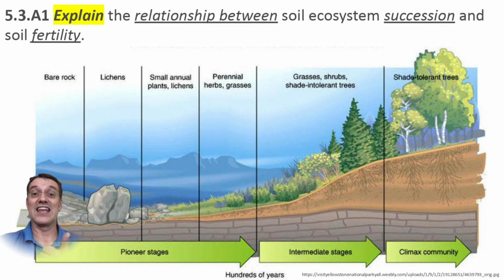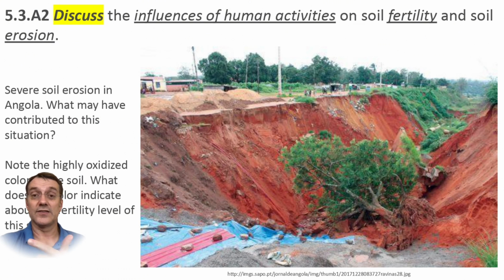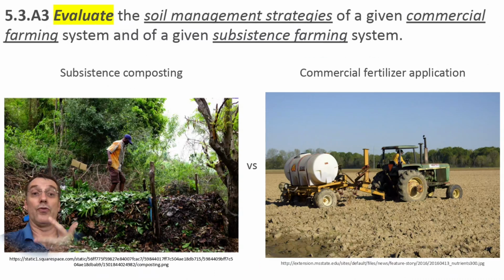First, the connection between soil ecosystem succession and fertility. Second, the various ways that human activities can impact soils. Third, the range of management strategies that are available for both commercial and subsistence farming systems.